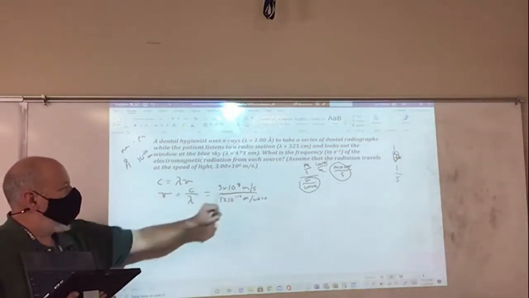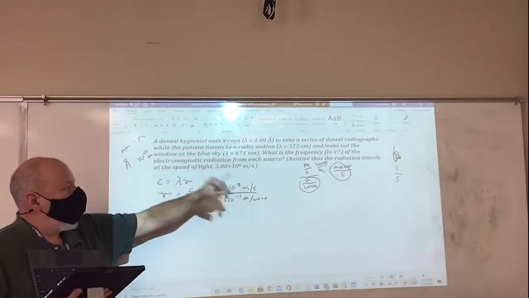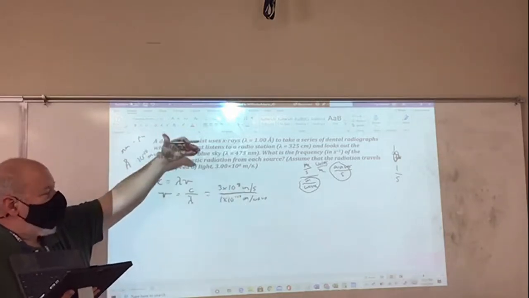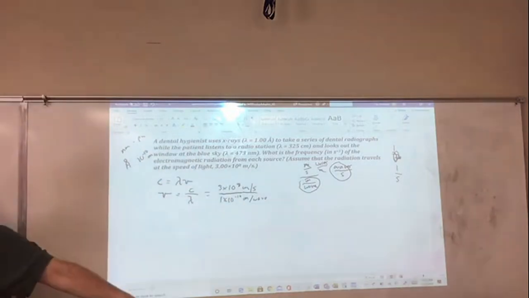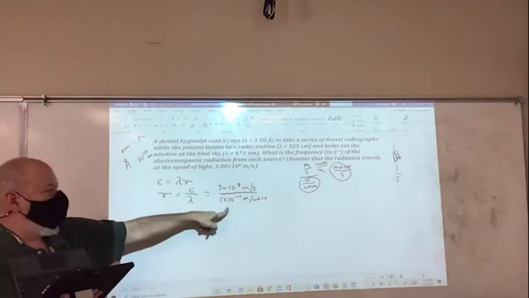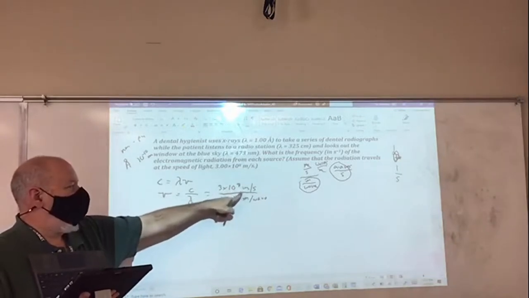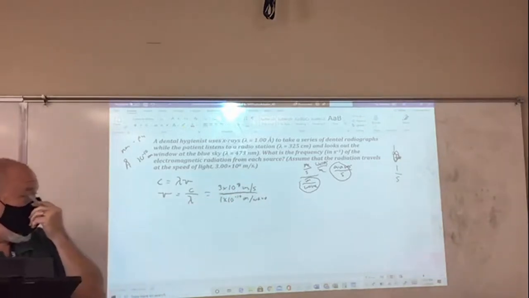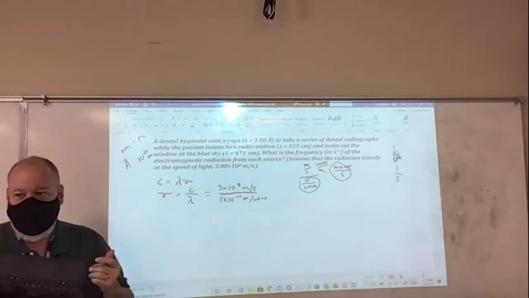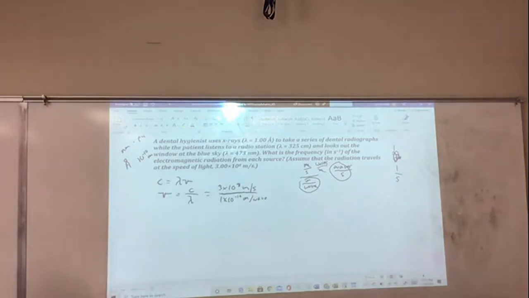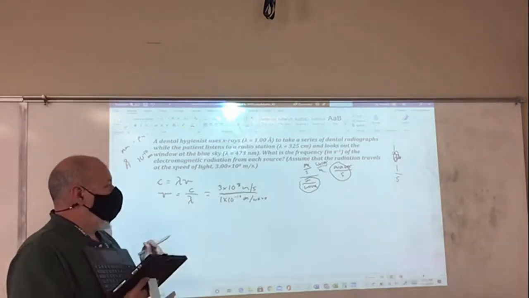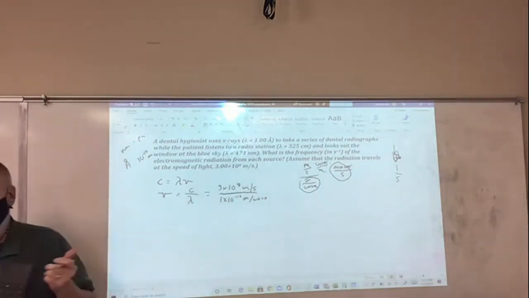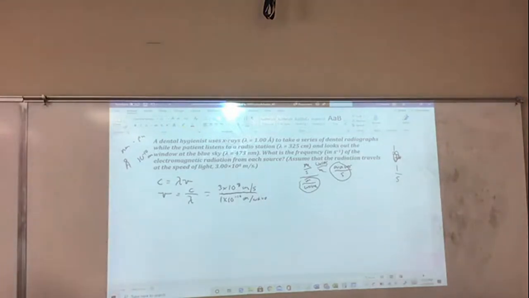Looking at this, remembering how to predict what your answer is going to be, we can do this one without a calculator, right? 3 divided by 1 is just 3, and 10 to the 8th divided by 10 to the negative 10th is 10 to the 18th, right? Because we say 8 minus negative 10, which is the same thing as 8 plus 10. So we should get 3 times 10 to the 18th beats per second.